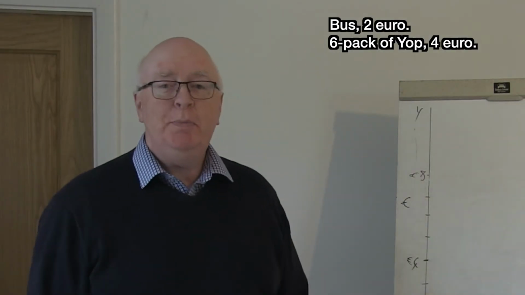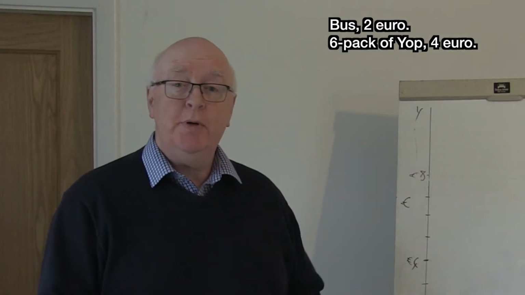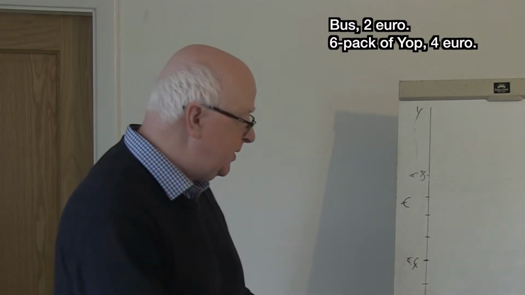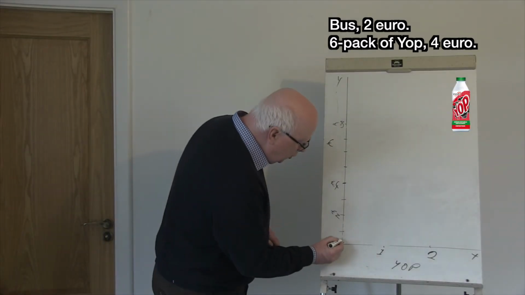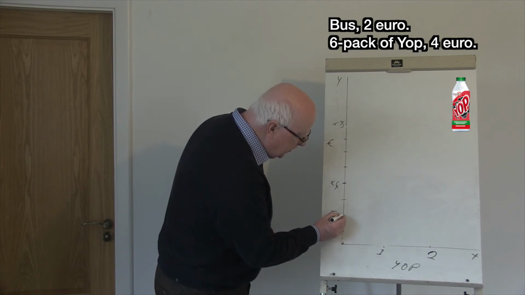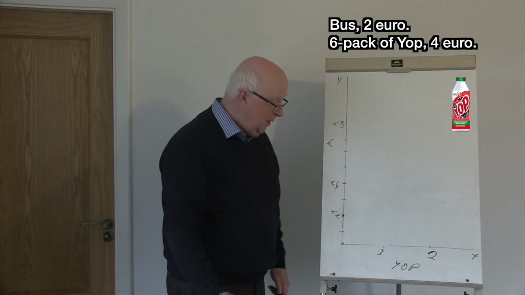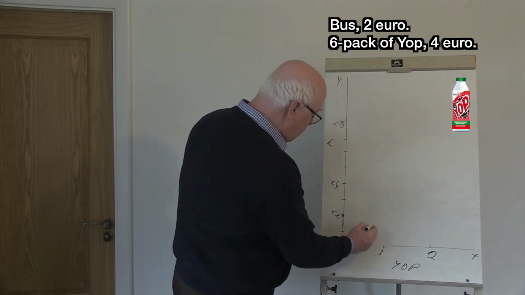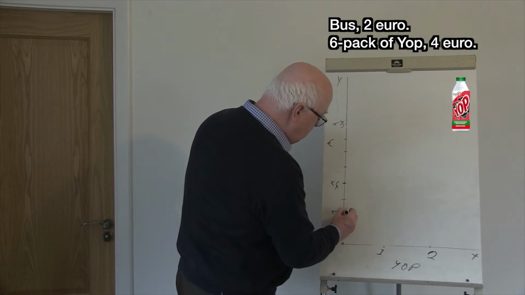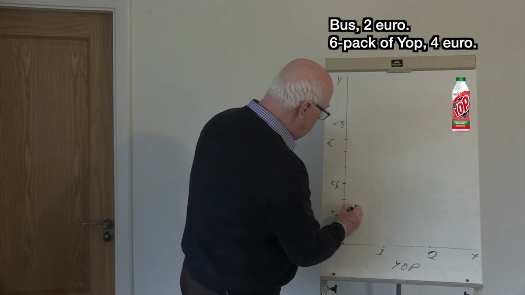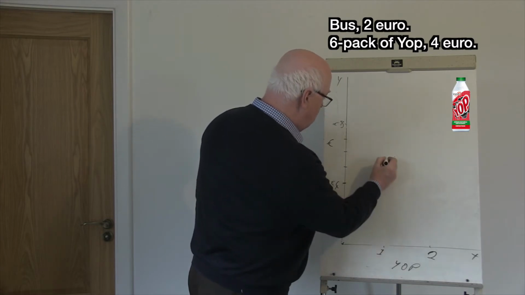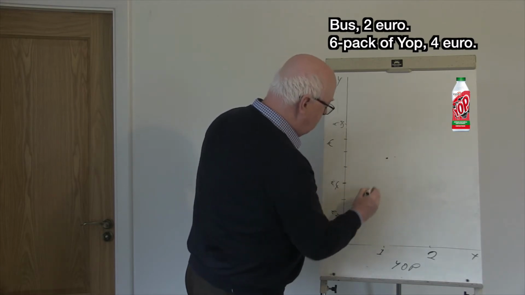Now, imagine you have to pay €2 to get the bus to the shopping centre to buy your packet of Yops. So, you're going to pay €2 and you're going to come up as far as here paying with the costs. But you still don't have any Yop. Then you go into the shop and you're going to buy the packet, and it's going to be, so up here you're going to have somewhere around there.